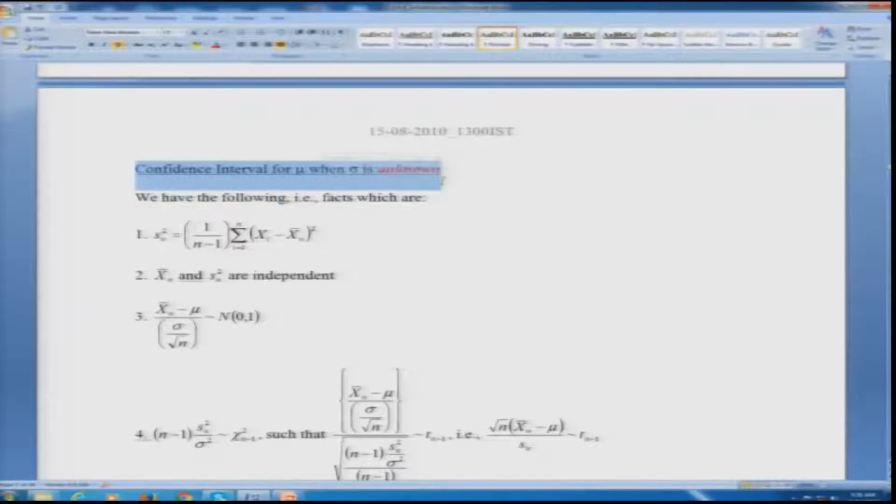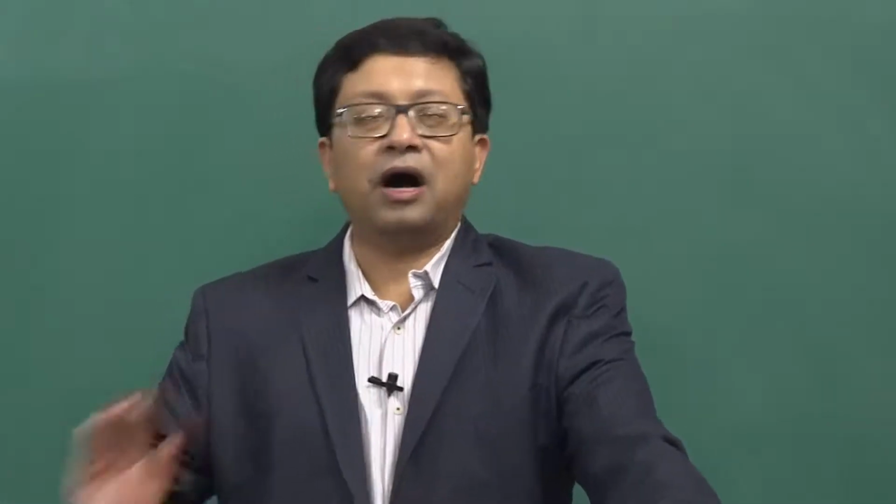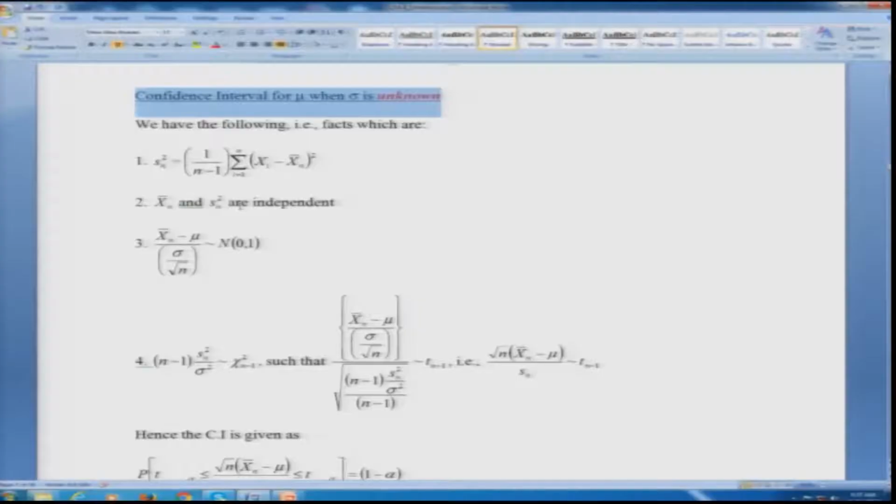We also know for the normal case, x bar, which is the sample mean, and S square are independent, and obviously x bar is normally distributed with mean mu and variance sigma square by n, hence it can be converted into a standard normal or z distribution. So, once this is done, you can easily find that you can get two types of distribution from them.